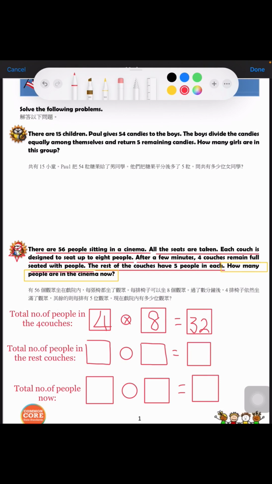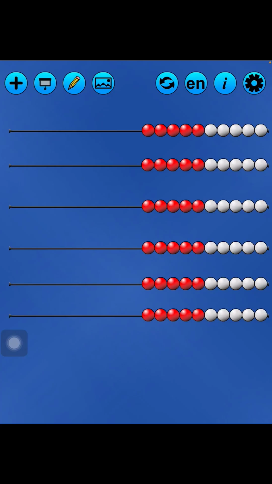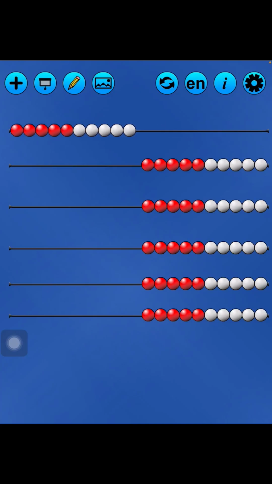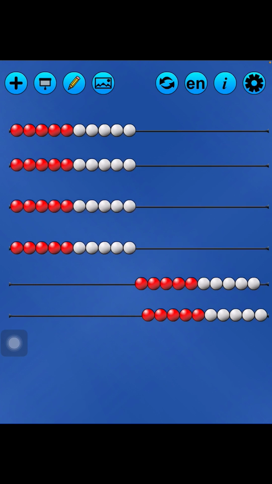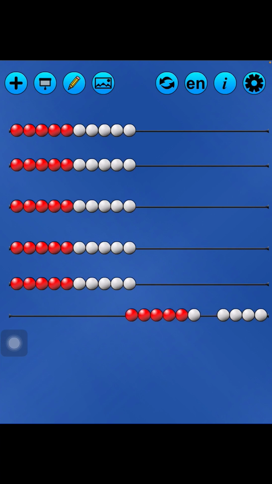We know that in each of the remaining couches, there are 5 people. But how many couches are there in the cinema in total? As there are 56 people, and each couch can sit up to 8 people, we may use 56 divided by 8 to find out how many couches there are. First, let's have 56 beads. We have 1 ten, 2 tens, 3 tens, 4 tens, 5 tens, and 6.